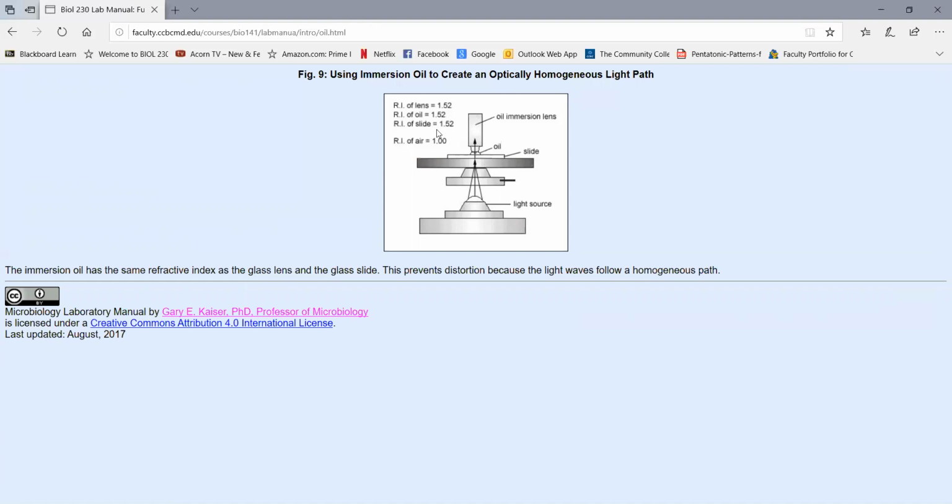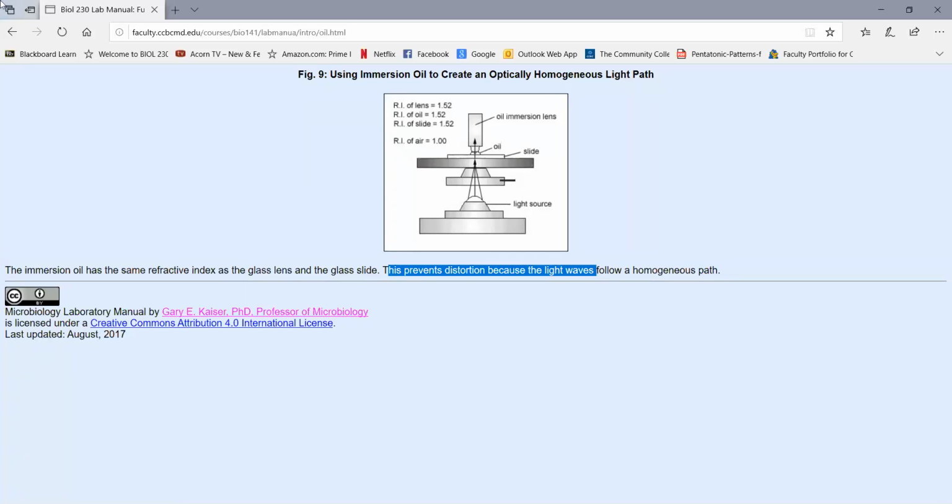So notice that the oil we use has the same refractive index as glass. The lens made of glass has a refractive index of 1.52. The oil behaves as liquid glass, same refractive index, 1.52. The slide made of glass, 1.52. But air has a refractive index of 1. And when we go from one refractive index to another, that's where the light bends and the image may bend. So what the oil does is create a homogeneous path where the light goes into glass like oil into glass. It doesn't bend, same refractive index, and that prevents the distortion of the light waves that we would see if we didn't use the oil.